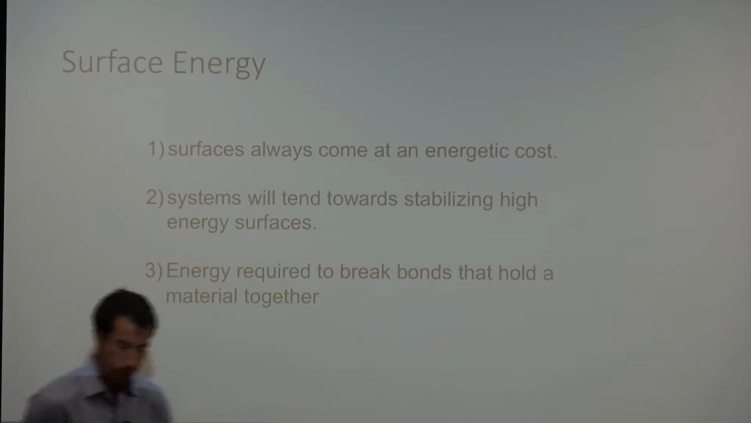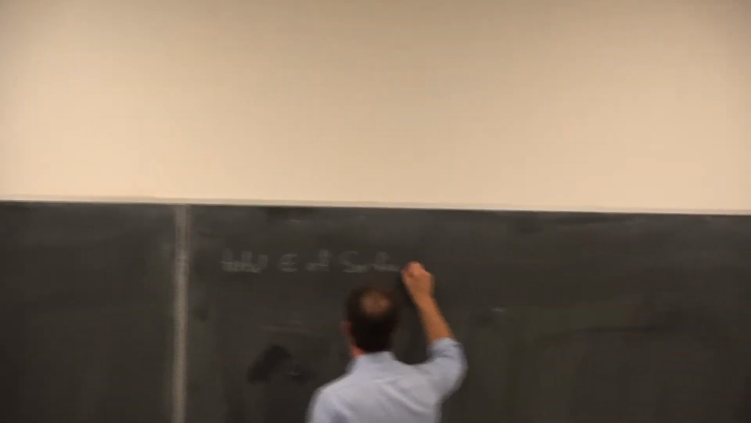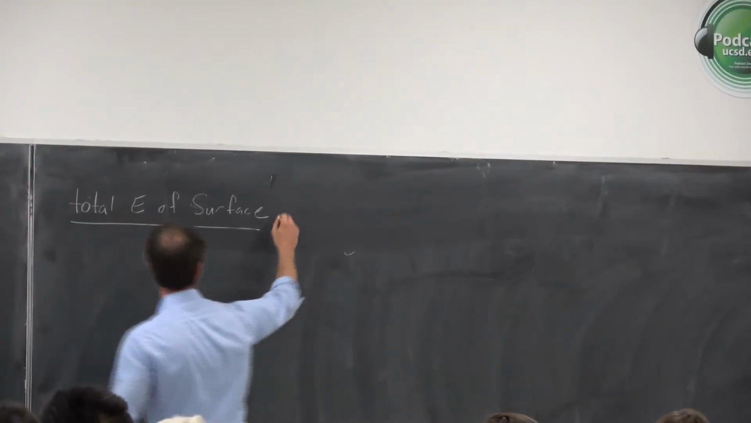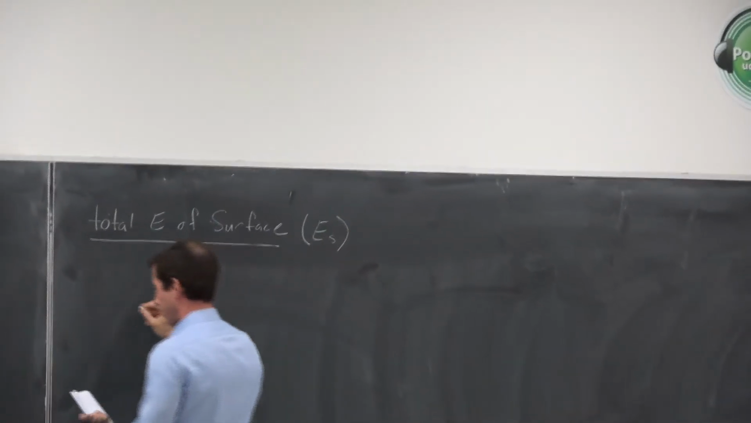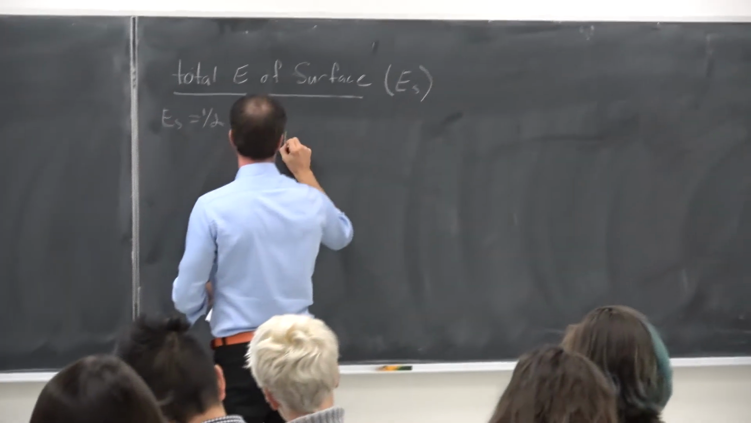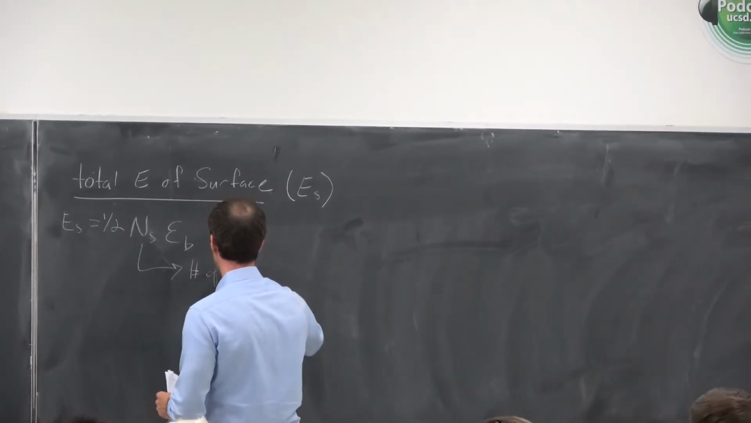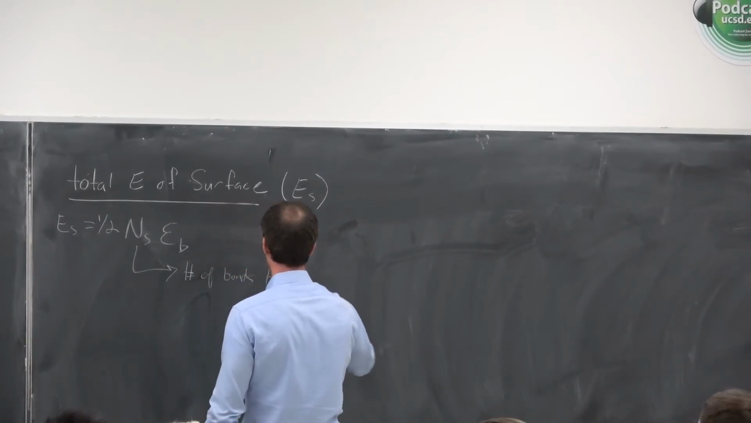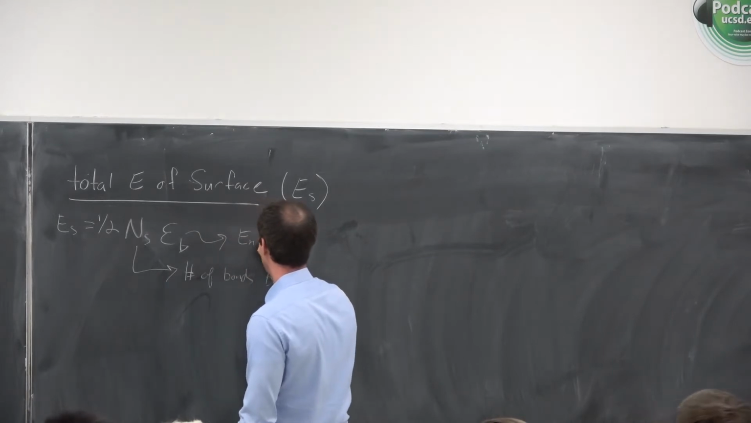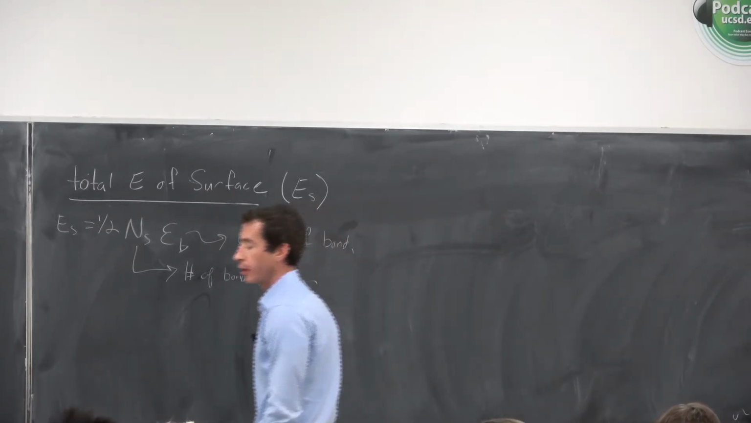So how can we be a little more quantitative? So the total energy of a surface, E_S, is 1/2 times the number of bonds broken times the energy of one bond. Right? That's pretty intuitive, right? The amount of energy times the number of bonds.